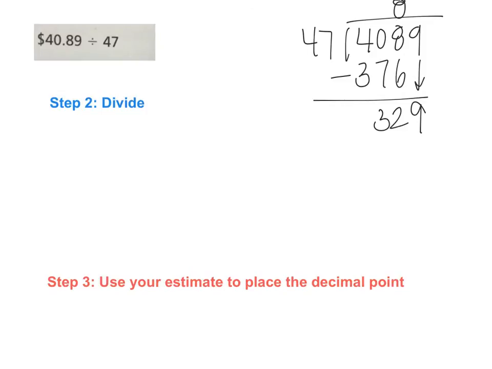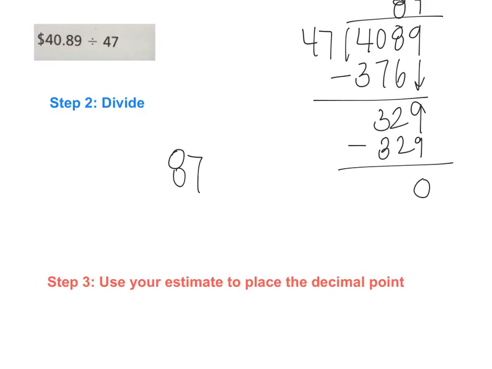How many times does 47 go into 329? Sarah? I think 7 times. 7. Okay, and then Mom will multiply. 7 times 47 is? 329. Which gives us a remainder of 0. So our quotient is 87 when we divide.